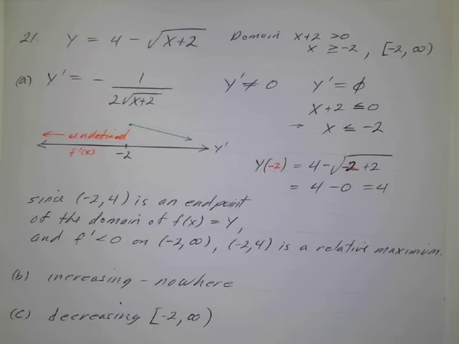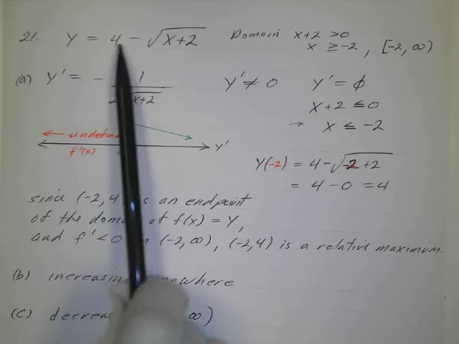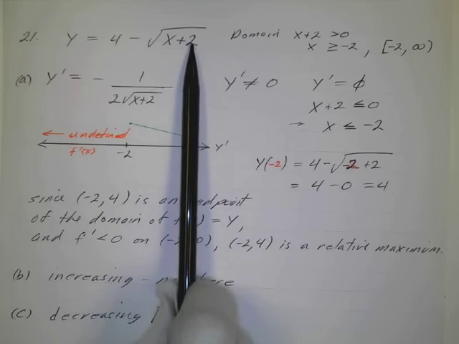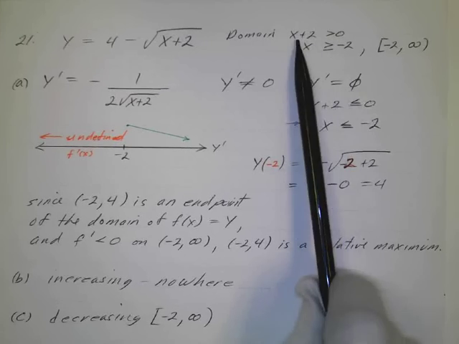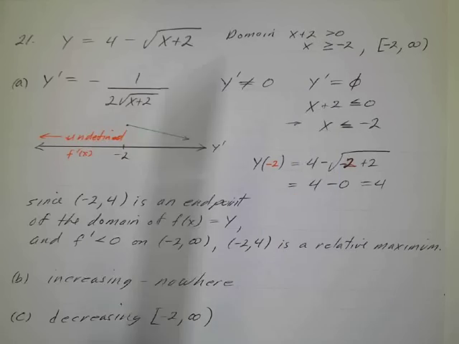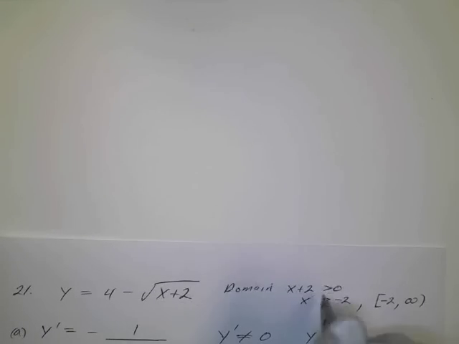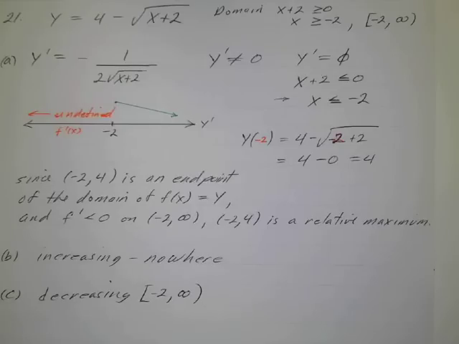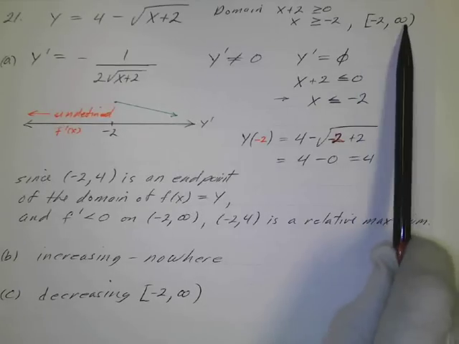So number 21, again 4.2 homework. This is y equals 4 minus the square root of x plus 2. Now remember, we have a restriction on our domain here that this has always got to be greater than or equal to 0. So therefore x has got to be greater than or equal to negative 2. So that's my domain, negative 2 to infinity. So remember that when we're talking about this.